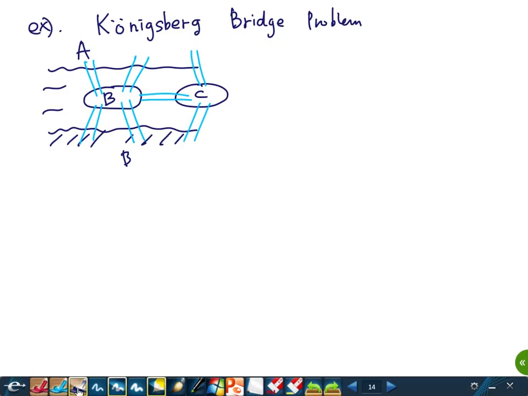The question is, is it possible to walk over each bridge exactly once?